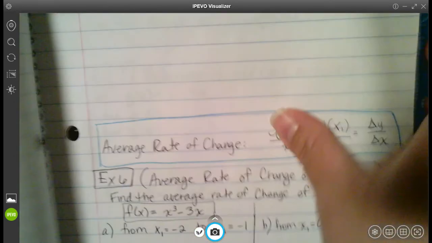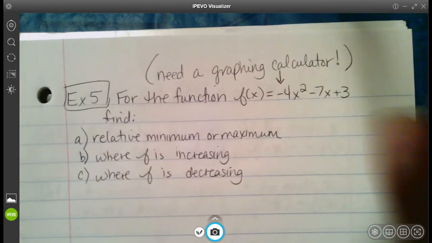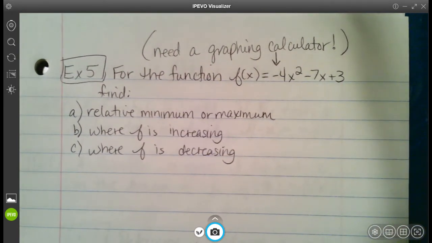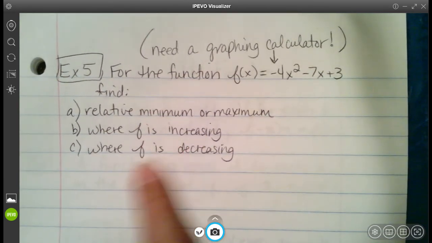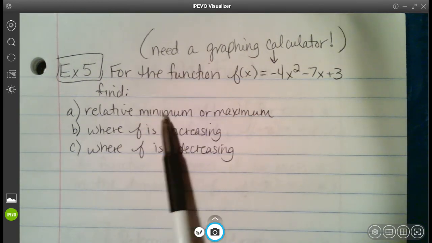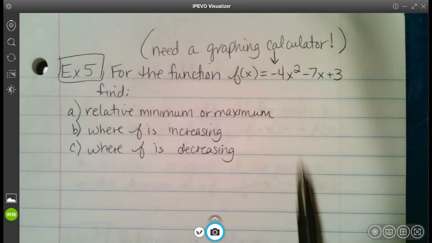So we're going to do one example that has kind of all this together. We are going to use a graphing calculator for this one because I want to show you how to find these maximums and minimums for this graph. For the function f of x equals negative 4x squared minus 7x plus 3, we're going to find the relative min or max, where it's increasing and where it's decreasing. Please take note that to find these two things, you need this, because if you don't know where it stops, you don't know how far it's increasing or decreasing.